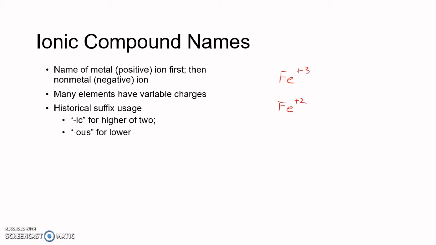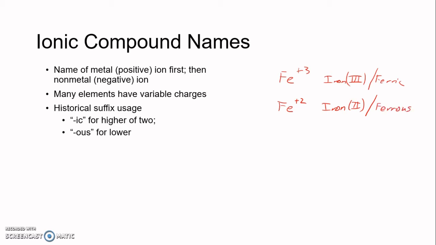Now, historically, the way we would name this is this would be iron 3, and this would be iron 2. But in the naming sequence, we would use the suffix -ic if it's higher than 2, -ous for 2 or lower. So this would be ferric, and this would be ferrous.